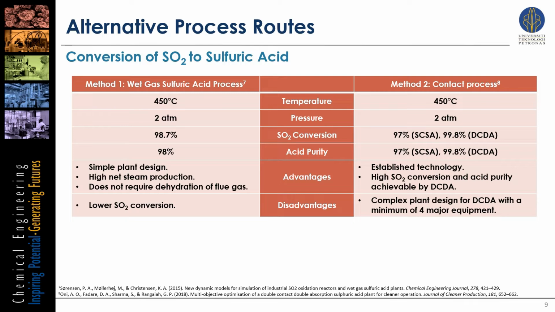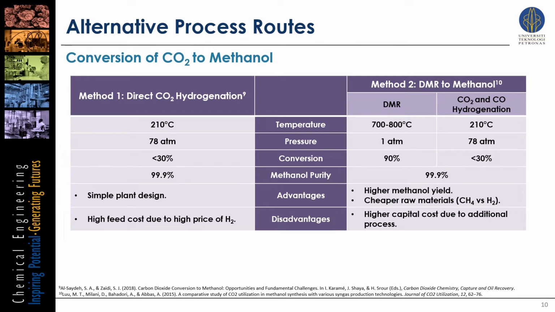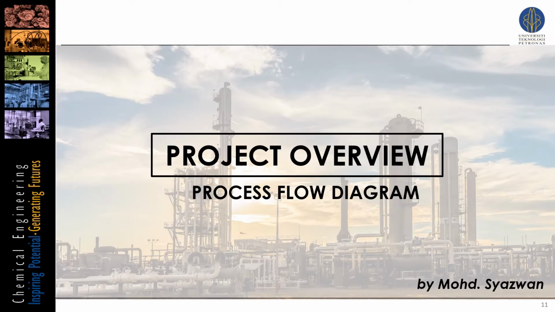Once we have recovered the required gases from flue gas, we proceed with the conversion of these gases into value-added products. The wet gas sulfuric acid process is chosen to convert SO2 to sulfuric acid due to its simple plant design and high steam production, which can be used as heating utility for the plant. The route chosen to produce methanol from CO2 is dry methane reforming, which has higher yield of methanol production using cheaper raw materials. From the process screening conducted, we can construct the process flow diagram for the plant, which will be presented by my colleague Syazwan.